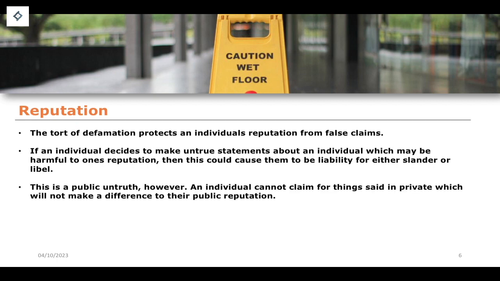One of the things that is important to note here is that the protected interest of reputation is a public interest. So it is something that is protecting public untruth. So an individual cannot claim things to be said in private, which would make no difference to a person's reputation. So if I make a private accusation towards an individual, they can't then sue me for defamation. It is only when those are made public, and this is obviously something which can cause reputational harm, that we can then start to think about how defamation protects that individual.